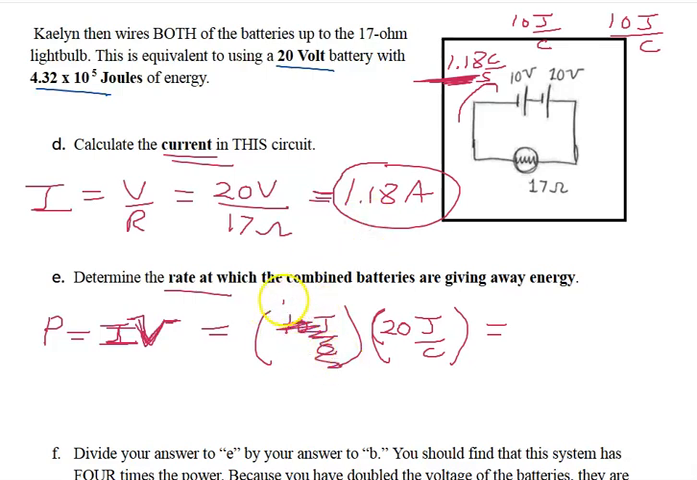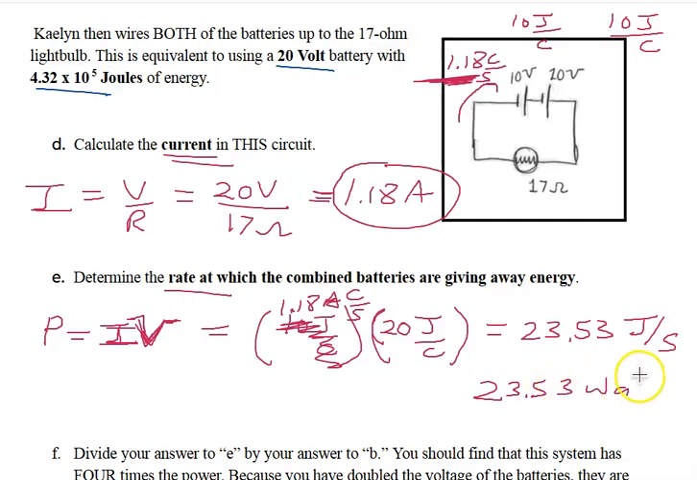My current is 1.18 amps. 1.18 coulombs per second times that many joules per coulomb. The coulombs cancel and you get 23.53 joules per second, or 23.53 watts.